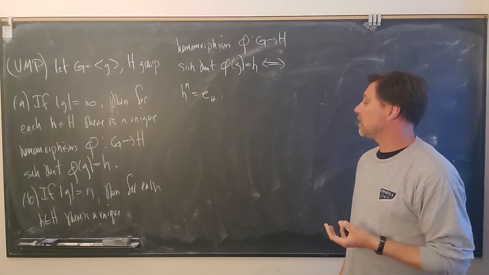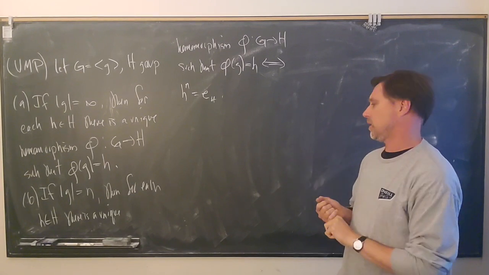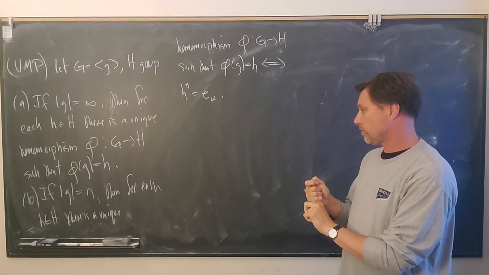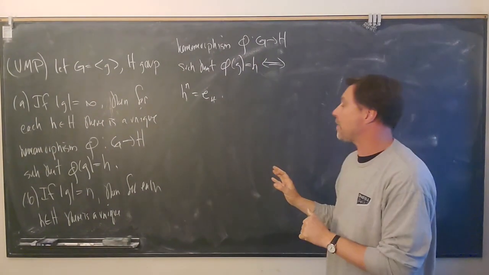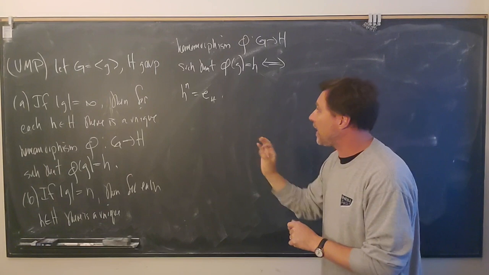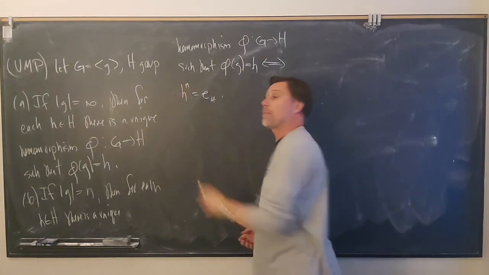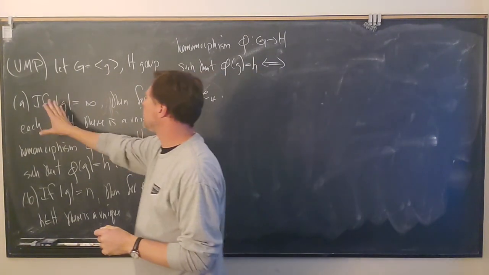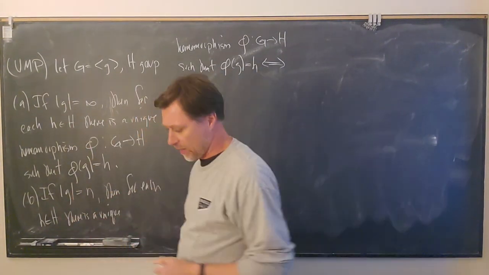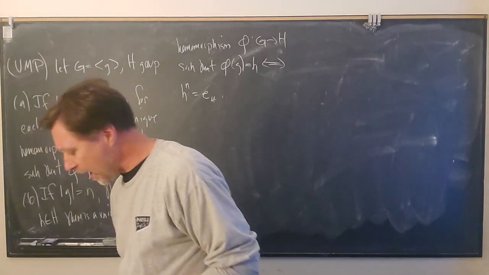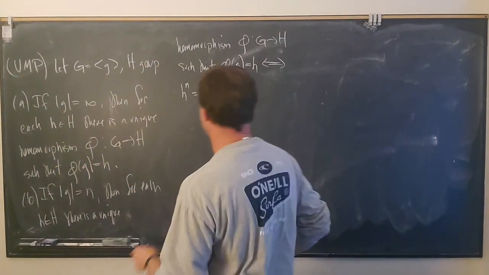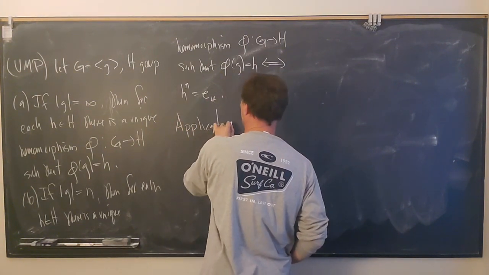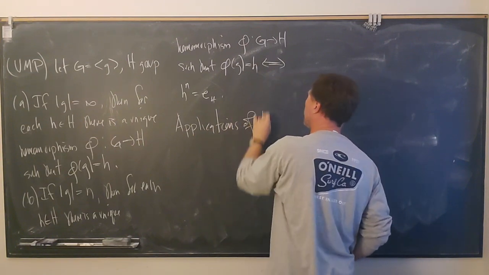And so now what this tells us is that there is a correspondence between homomorphisms from G to capital H, and elements of H that satisfy that property right there. So you're not quite as free to come up with homomorphisms in the finite case. Now what I want to do are some applications of the UMP.